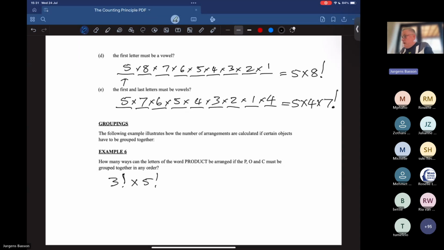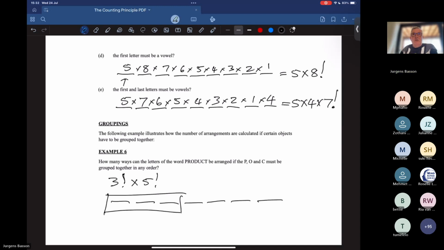So if I quickly make a drawing for you, that we just do it also with the lines, you will see my 7 lines for the 7 letters of product. 1, 2, 3, 4, 5, 6, 7. And now I'm going to group the first 3. It doesn't matter where the 3 are, but I'm going to group these 3. This is now the P, O, and C. And that will be 3, 2, 1. So this gives us the 3 factorial. Now, you see this box, you count it as 1.